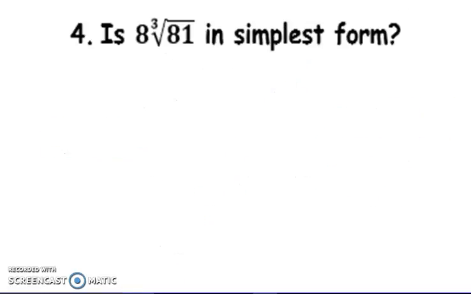If we look at our fourth example, I want to know, is 8 times the cube root of 81 in simplest form? Again, we're going to ignore the 8 to start because we always want to focus on the number that's underneath the radical. If I break 81 up, it can become 27 and 3. Well, that becomes 9 and 3. And 3 and 3. If I cross out all my non-prime numbers, I'm going to cross out 27 and 9.